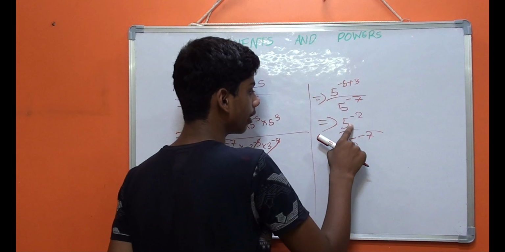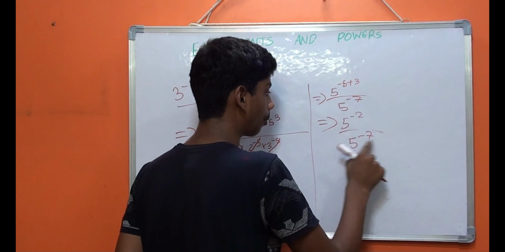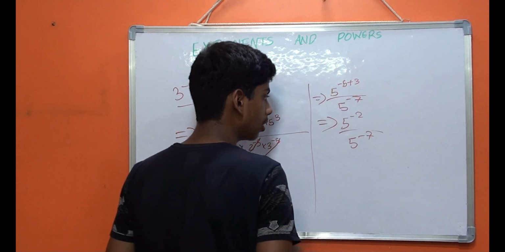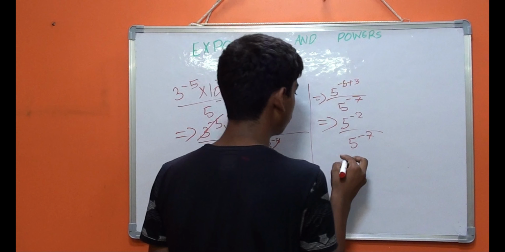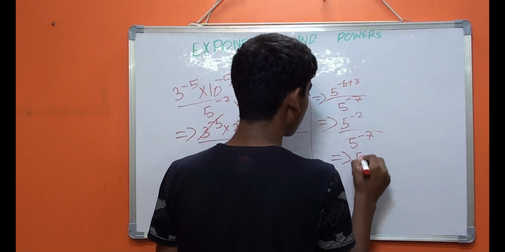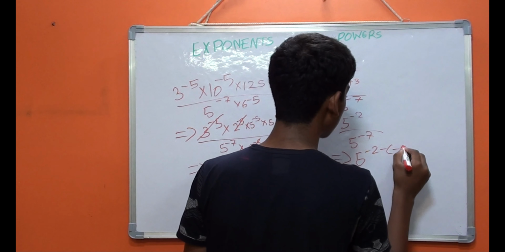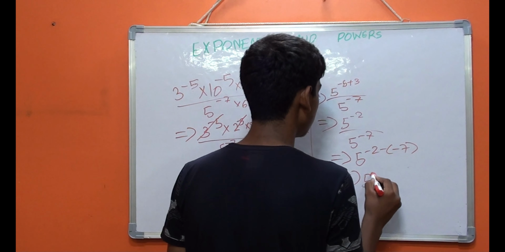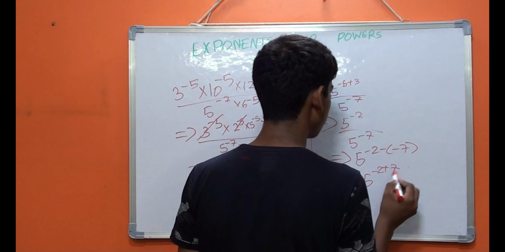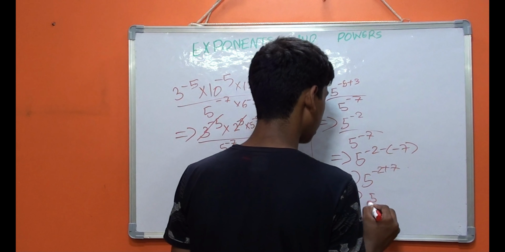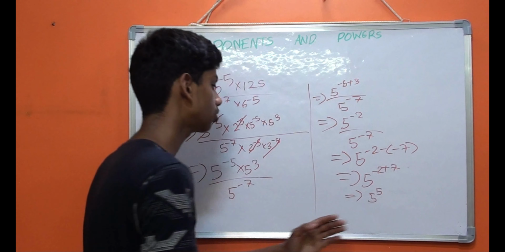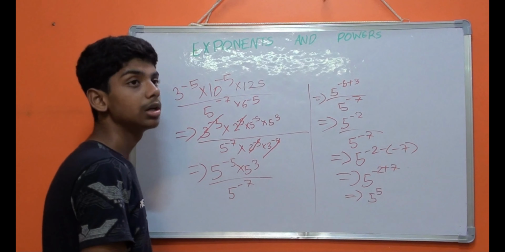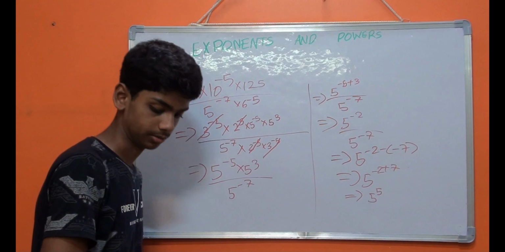Now here a power m by a power n, then what we do is subtract the exponents. This would equal 5 power minus 2 minus of minus 7. Now this would equal 5 power minus 2 plus 7. Now this would equal 5 power 5. So this is the answer. Now let's go on to the next question.